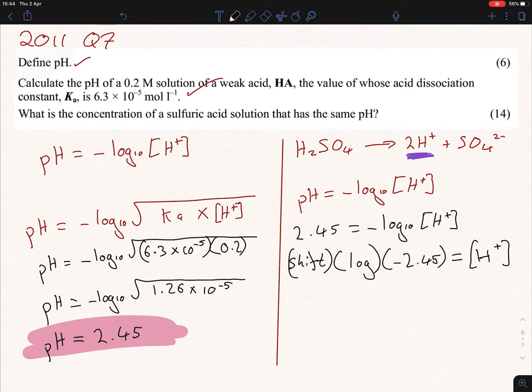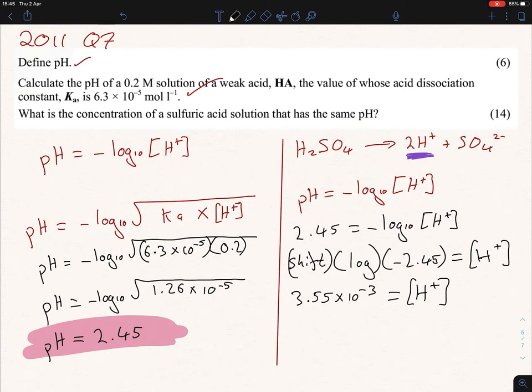Okay, some calculators might have second function. So second function log minus 2.45. Okay, and if you do that out, I'm going to do that with my calculator now. Minus 2.45, you're going to get your concentration to be 3.55 times 10 to the power of minus 3. So our 3.55 times 10 to the power of minus 3 equals our H+ concentration here. Okay, now this is the important part here.